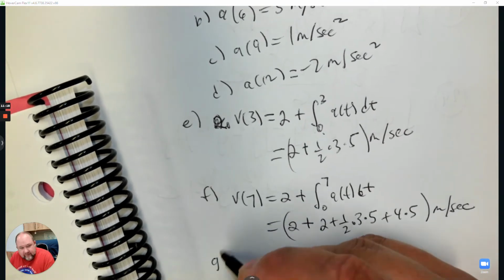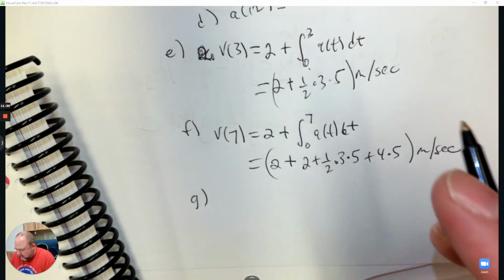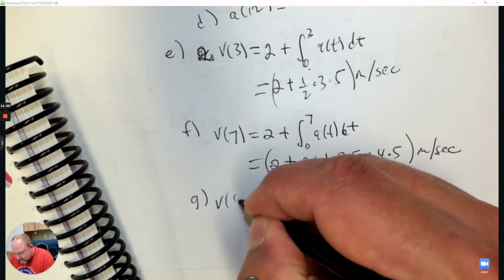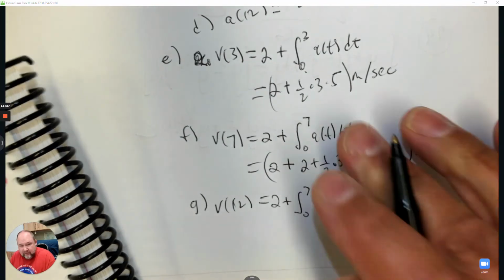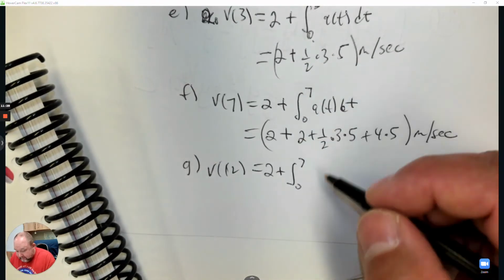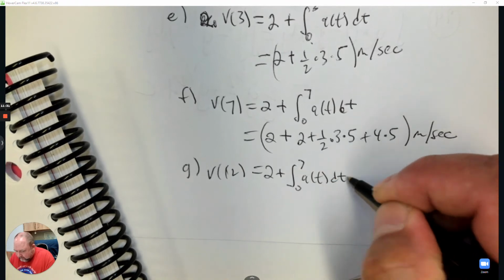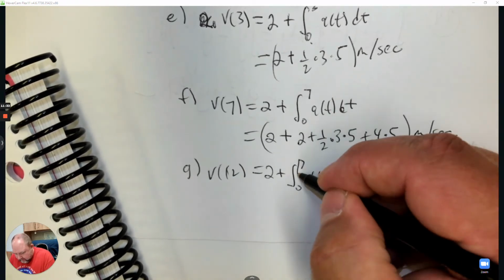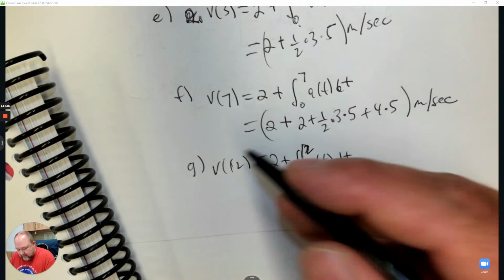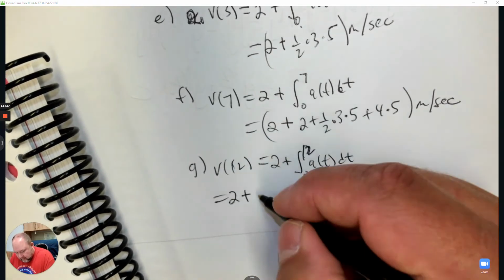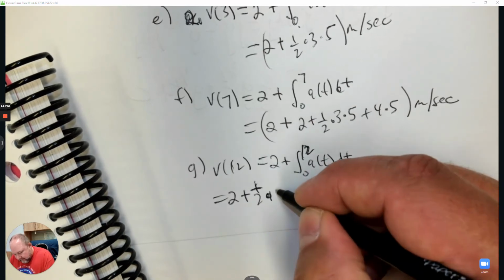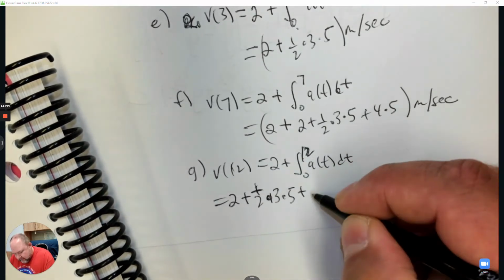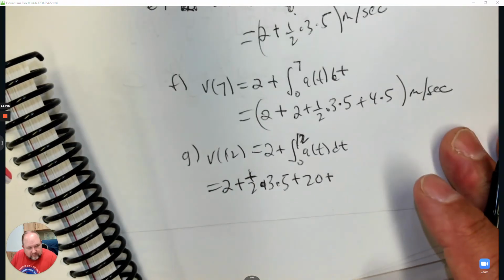G says, hey, what's the velocity at 12? And that's everything. We have to be a little careful here because area below the axis is negative. So we just need to be aware of that as we work across. So there's the setup. This is what we already know. That's the triangle, and then that's the rectangle in the middle.